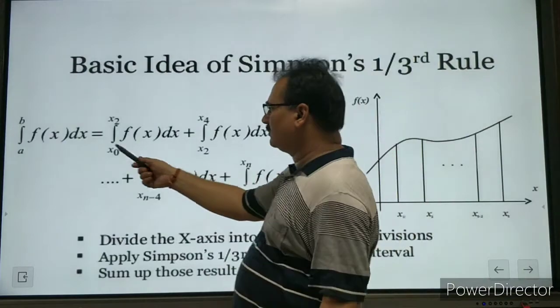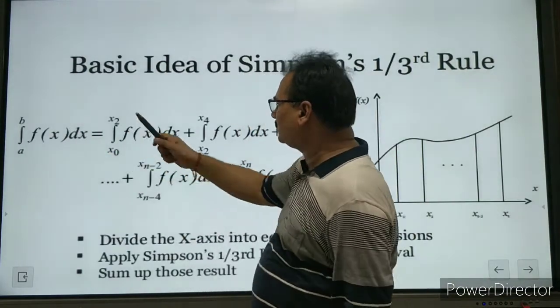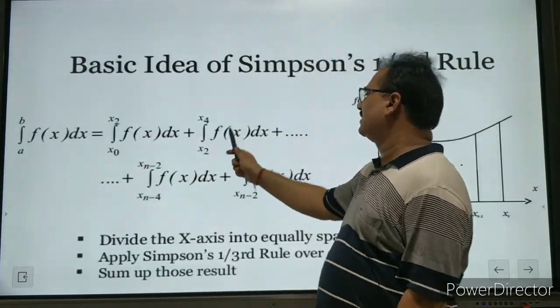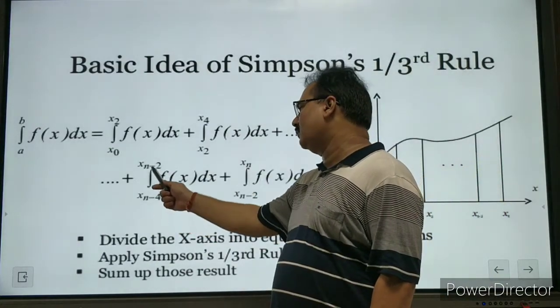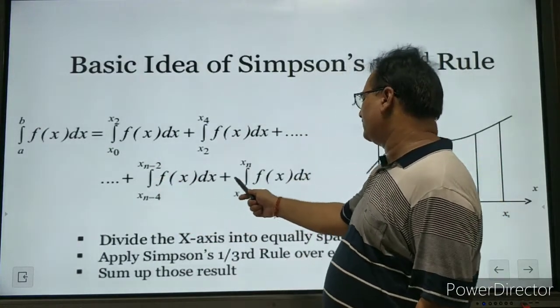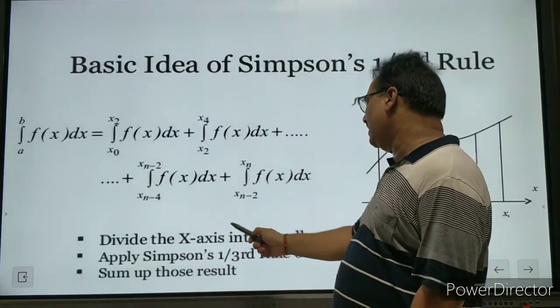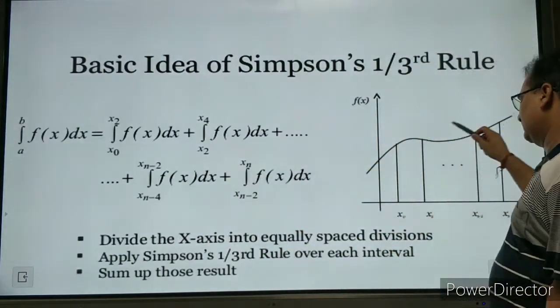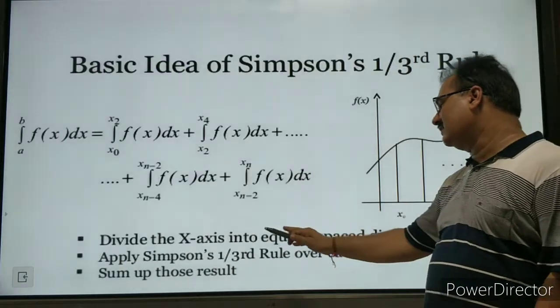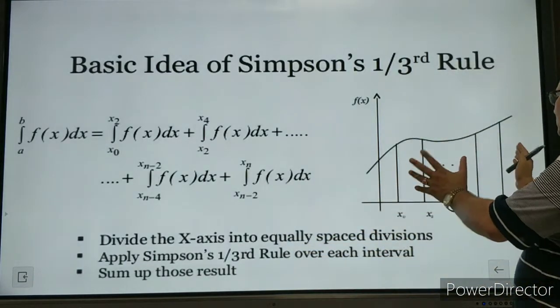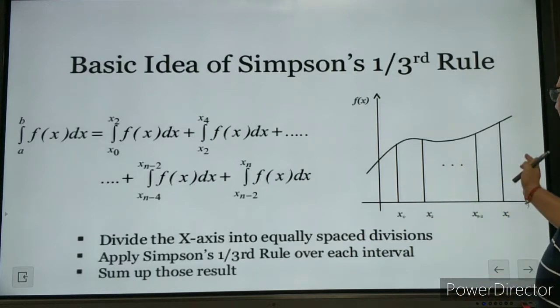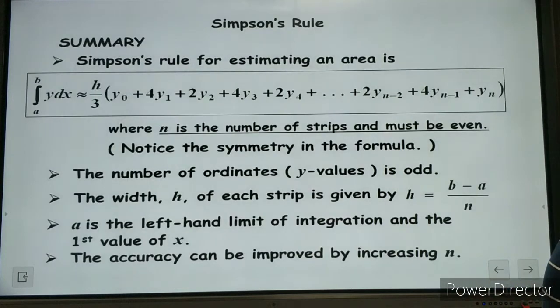Then you will get, integral from a to b of f(x) dx, equals the integral from x0 to x2 of f(x) dx plus the integral from x2 to x4, and so on, up to x(n-2) to xn of f(x) dx. So this divides the x-axis into equally spaced divisions, applies Simpson's 1/3 rule over each interval, and sums up those results. Okay, so you can sum up all the results and we will get the rule.